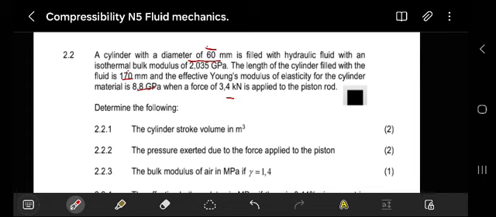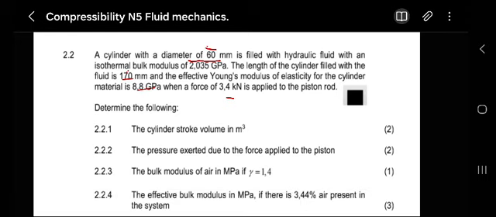Then 2.2.1, the question says determine the following. 2.2.1, the cylinder stroke volume in cubic meter. Fine, that is the volume. Then 2.2.2, the pressure exerted due to the force applied to the piston. It must be applied to the top of the piston either way.